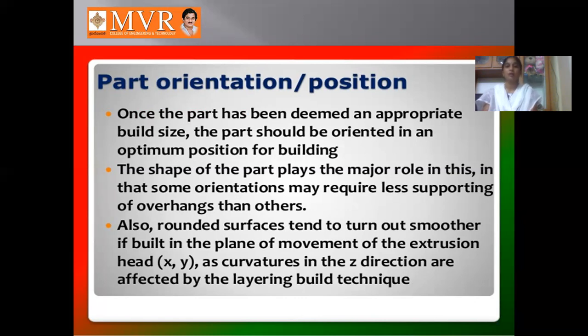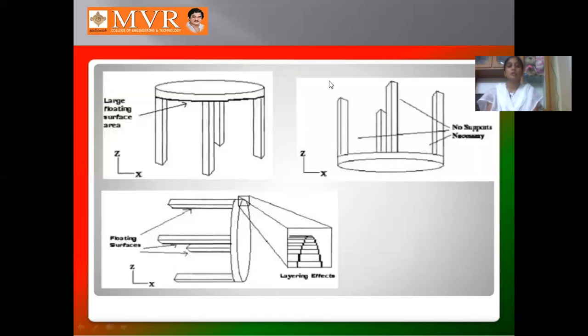This is the deemed position which is to be stored in the STL file. After that, we have to store the major part of the orientation. The rotation process should account for overhang throughout the material. Also, the surface throughout the built material, extrusion in the X direction and Z direction, are also affected by the layer build technique. Okay, this is the part orientation process which we are taking up.